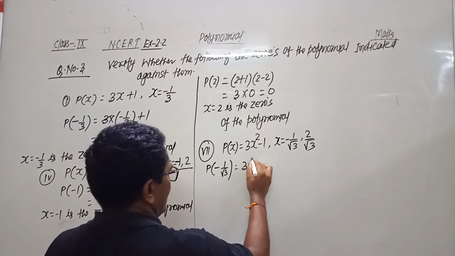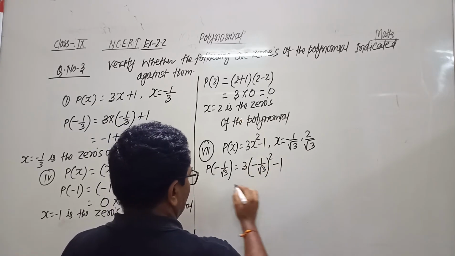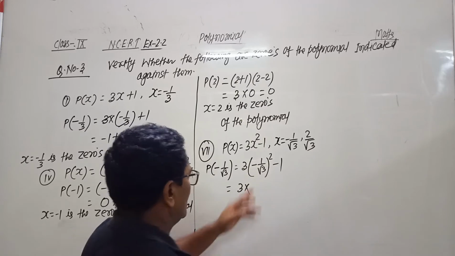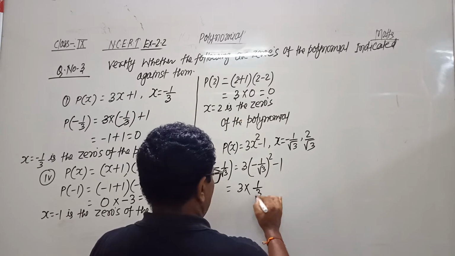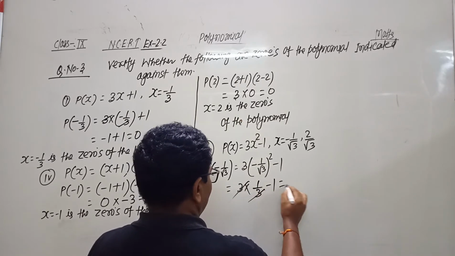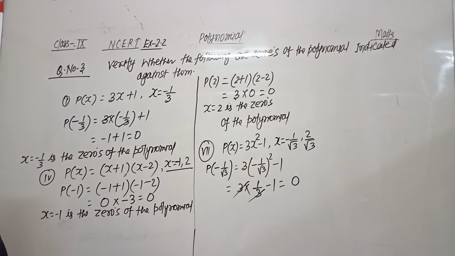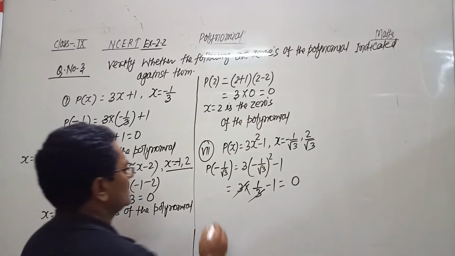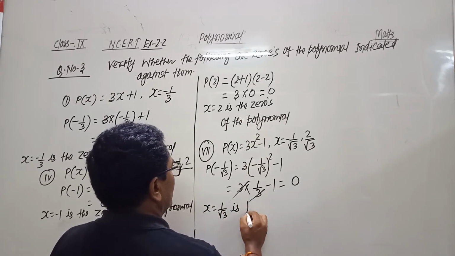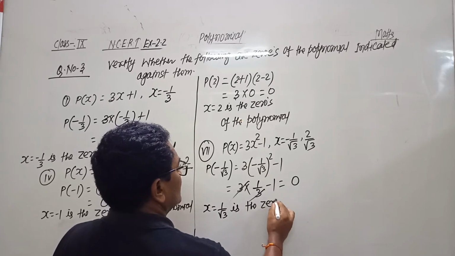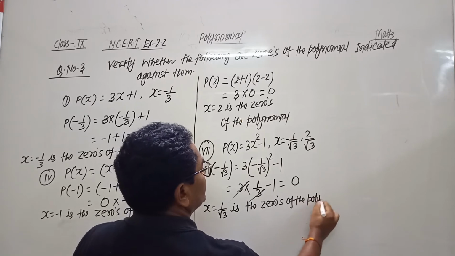So 3x square means 3 into (minus 1 by root 3) the whole square, minus 1. The square of a minus becomes plus, so we get 3 into 1 by 3 minus 1. The 3 and 3 cancel, and the result comes to be 1 minus 1, which is 0. So x equals minus 1 by root 3 is a zero of the polynomial.